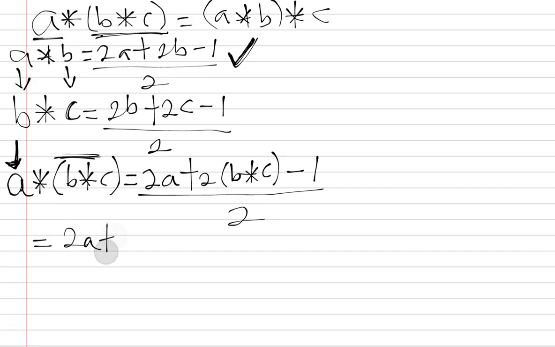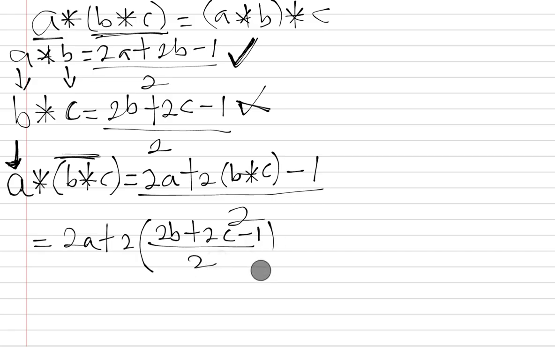2a plus 2. What's your b star c? So you open a bracket. We already have our b star c. What's our b star c? Our b star c is 2b plus 2c minus 1 all over 2. This is our b star c here. This one that I marked here, this is our b star c. So that's what I'm putting in this bracket now. 2b plus 2c minus 1 all over 2. Are you seeing that now?